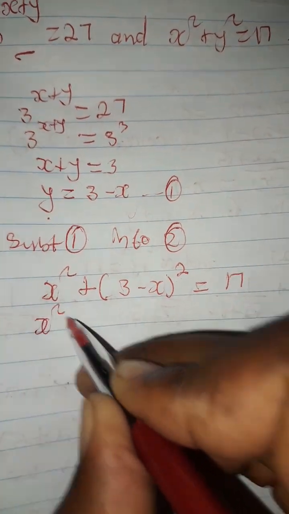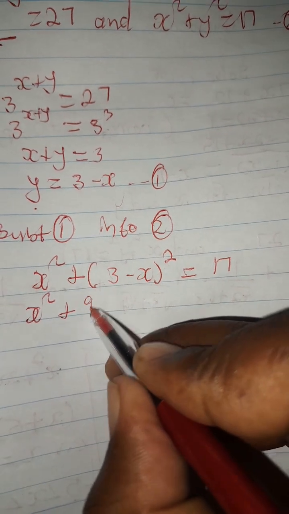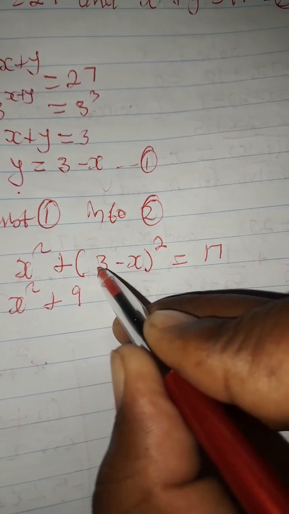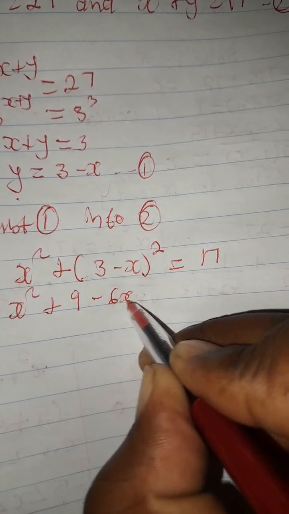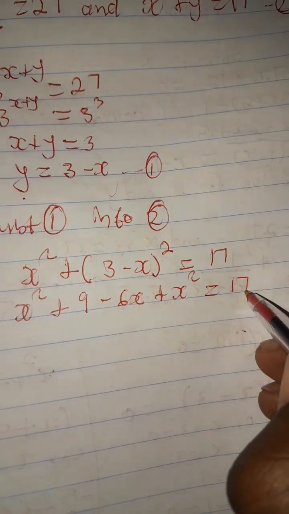So we have x squared. Then let's work it out. Let's work out the brackets. 3 squared, that's 9. 2 times 3, negative x is negative 2x times 3. That will be minus 6x. Square the last, that will be positive x squared is equal to 17.